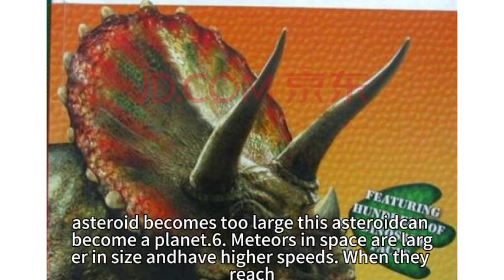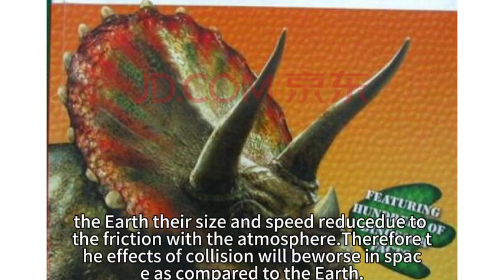6. Meteors in space are larger in size and have higher speeds. When they reach the Earth, their size and speed reduce due to the friction with the atmosphere. Therefore, the effects of collision will be worse in space as compared to the Earth.